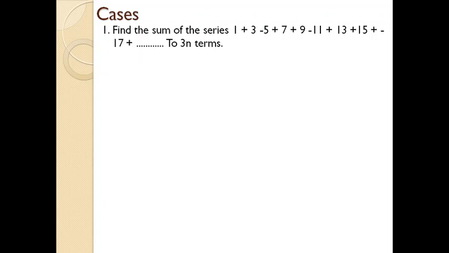Okay, let's try something else. 1 and minus 5. We skipped 3 and went for 7. Minus 5 and 9, it's not possible. Let's try something else. 1 and 7. We skipped 3 and minus 5. Likewise, we will skip 9 and minus 11. After 7 we go for 13. I think there is a constant difference between 1, 7 and 13. The difference from 1 to 7 is 6. Again from 7 to 13 is 6. I think we got one series.